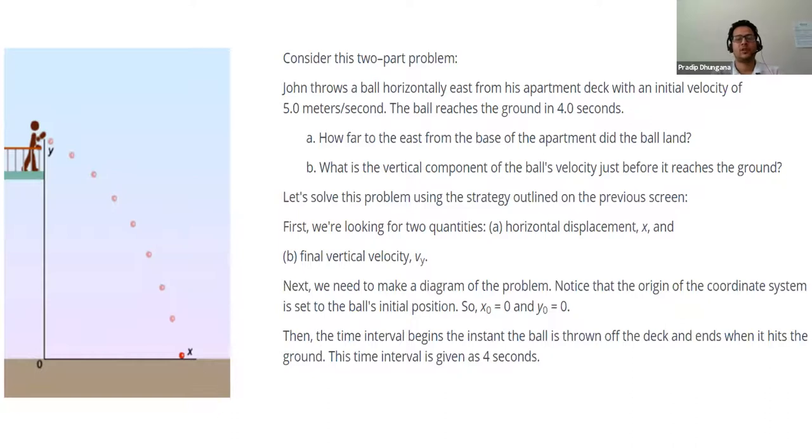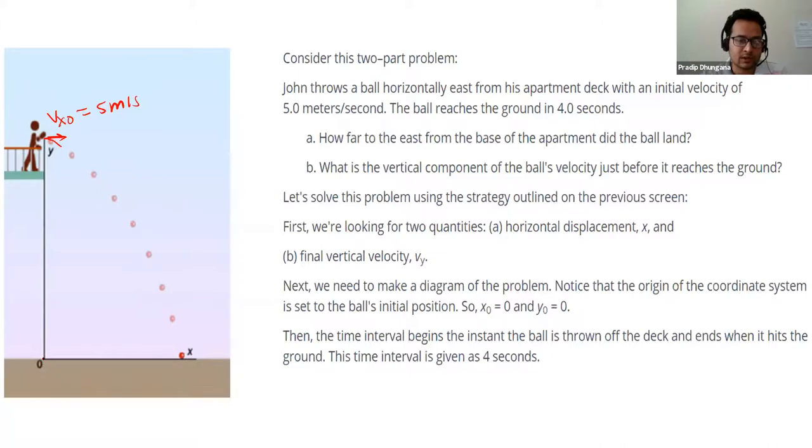Consider this two-part problem. John throws a ball horizontally east from his apartment deck with an initial velocity of 5 meters per second. So he throws a ball from here, initial velocity Vx0, in the horizontal direction, 5 meters per second is given. The ball reaches the ground in 4 seconds.